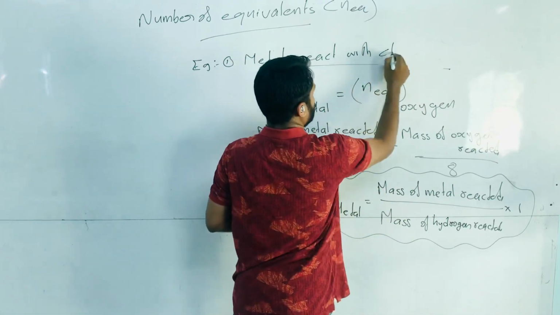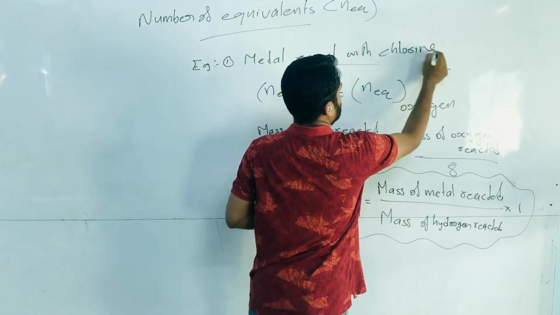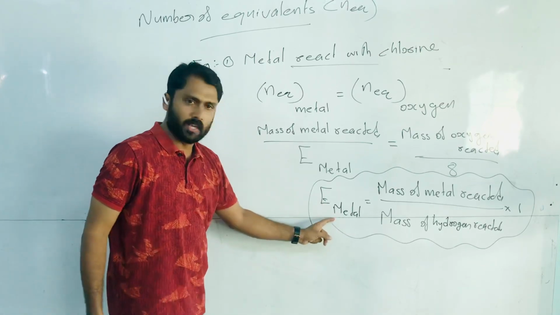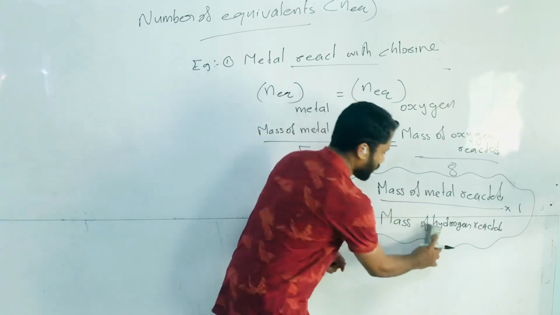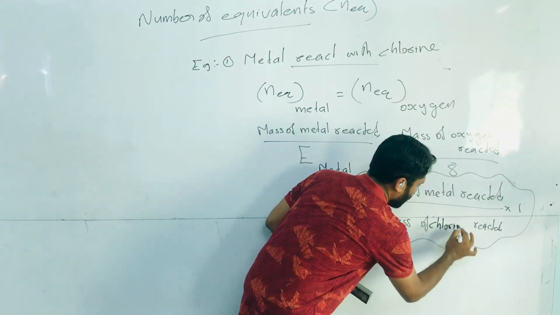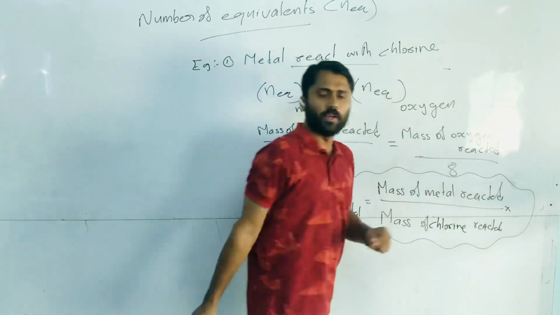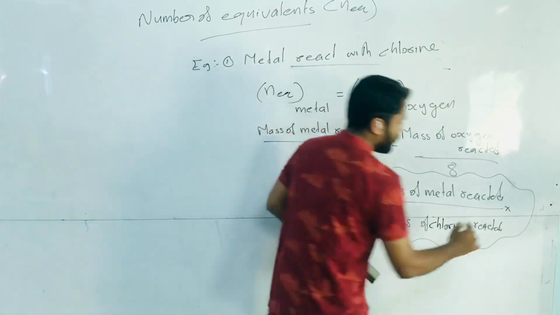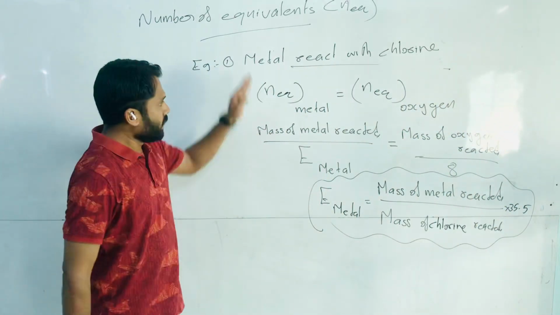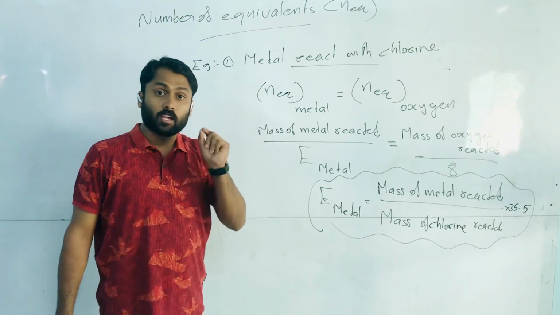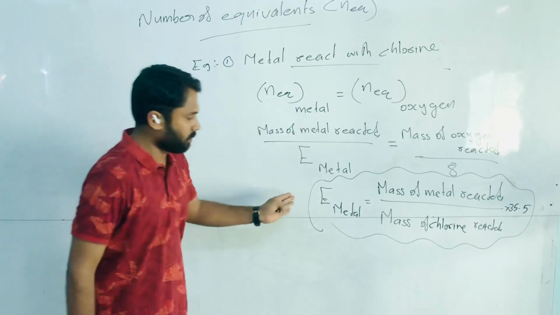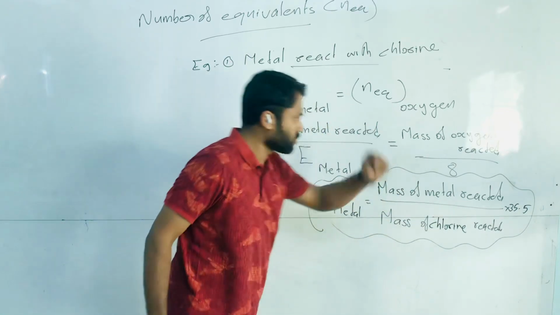If metal reacts with chlorine, I am directly going to the equation. You can say what will be the equivalent mass of metal? Mass of metal reacted by mass of chlorine reacted into the equivalent mass of chlorine, that is 35.5. So in this calculation, the equivalent mass of an unknown metal can be calculated by these equations.